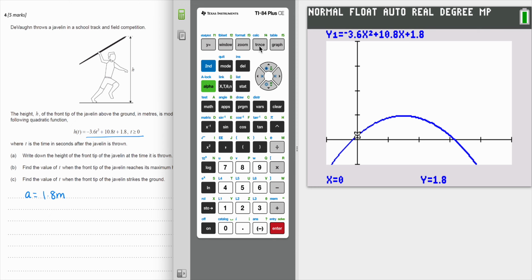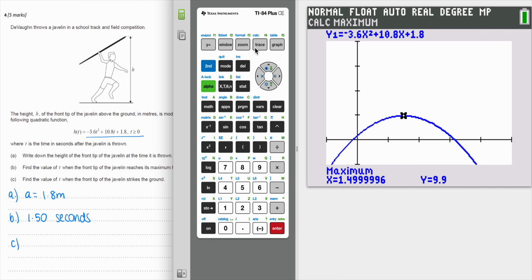And then for the second part of the question, part B, find the value of t when it reaches the maximum height. So I'm going to be using my maximum point. I'm going across and finding where that maximum value is. And we can see there, and it asks for the time, so it's only the x coordinate I need. And it happens at 1.50 seconds when rounded to 3 significant figures. And we should always use our units there as well.